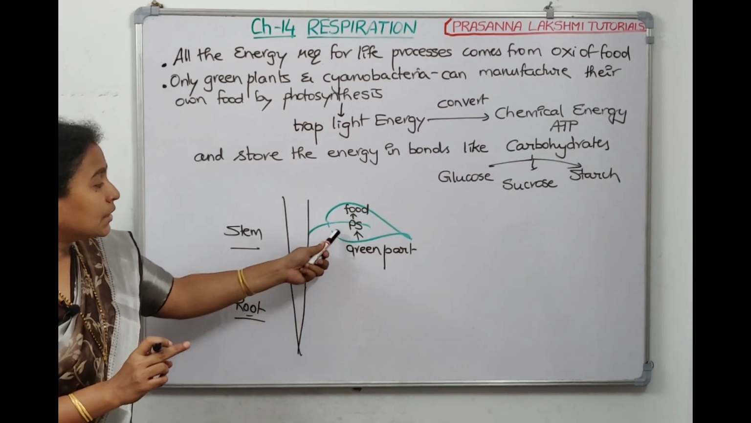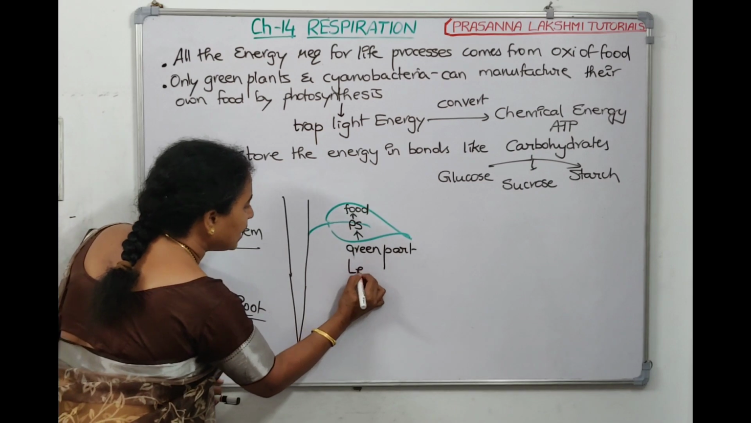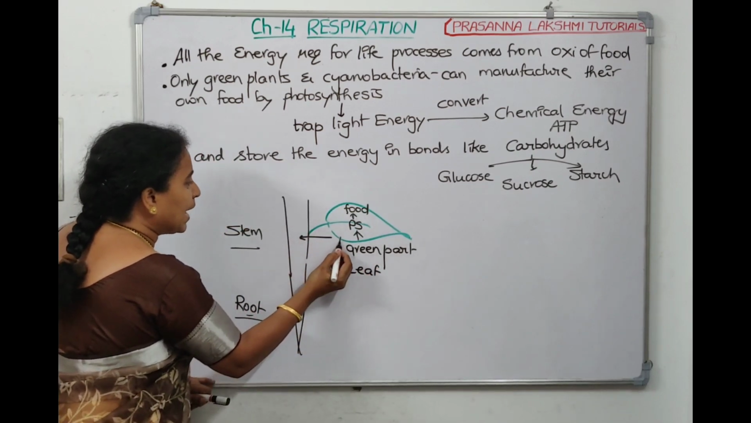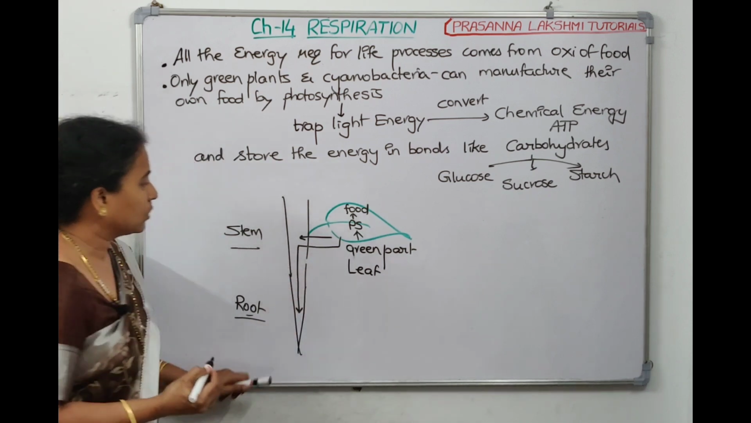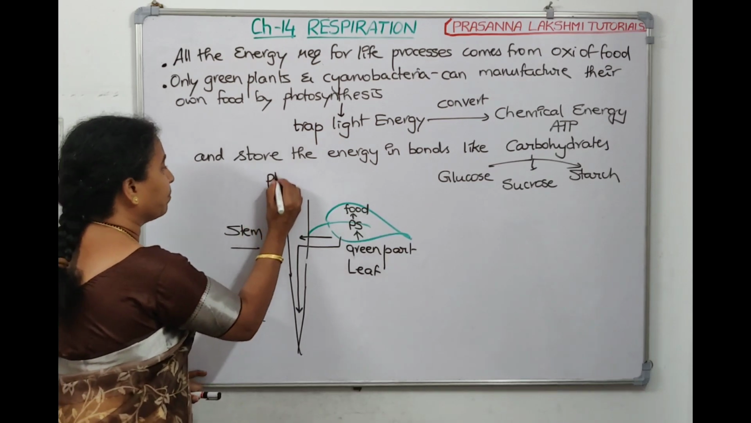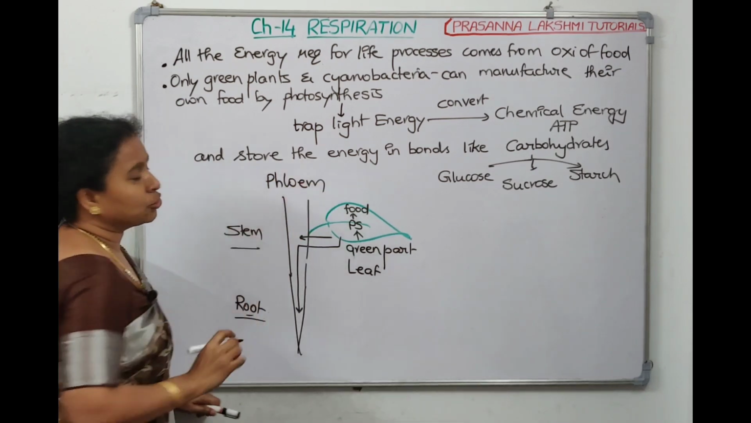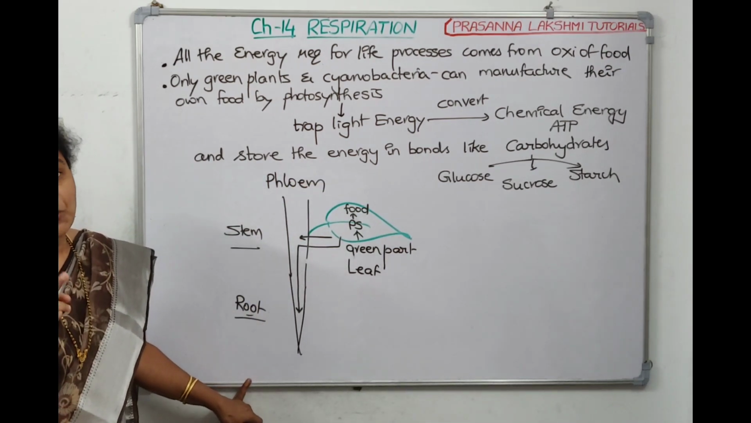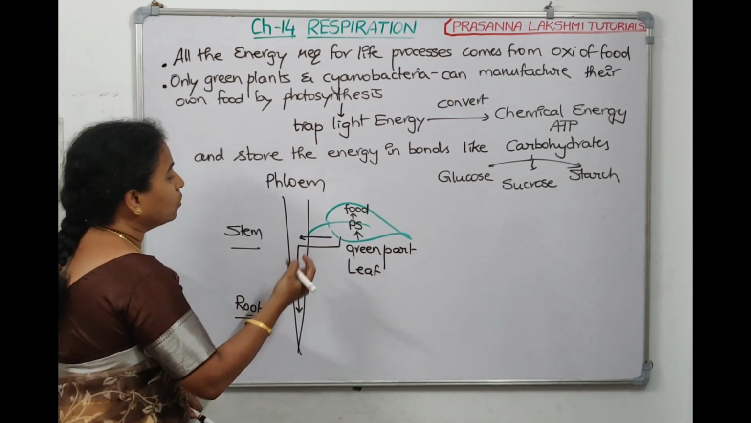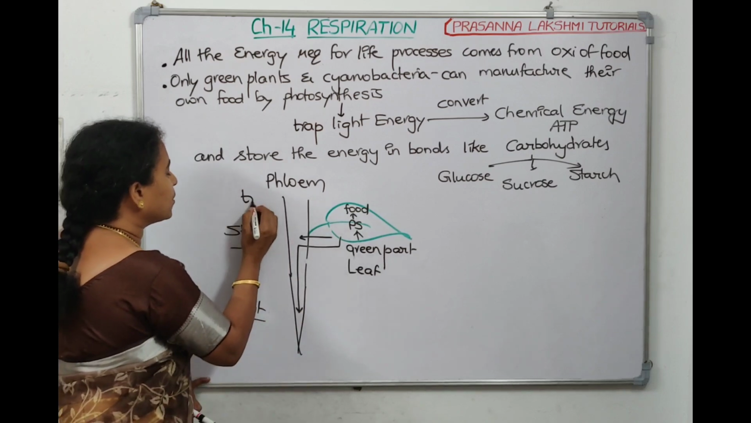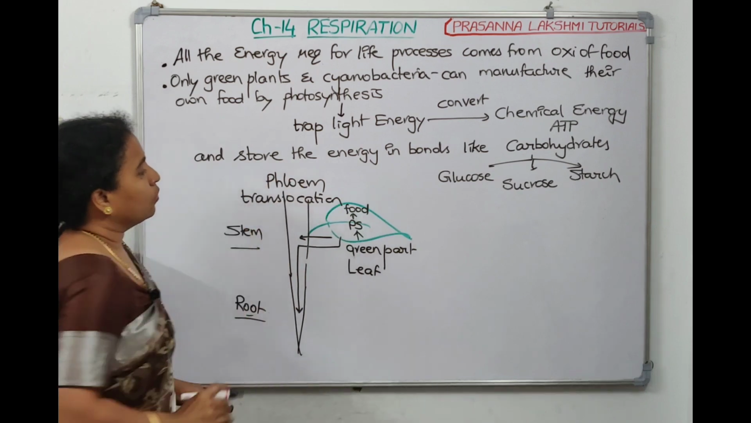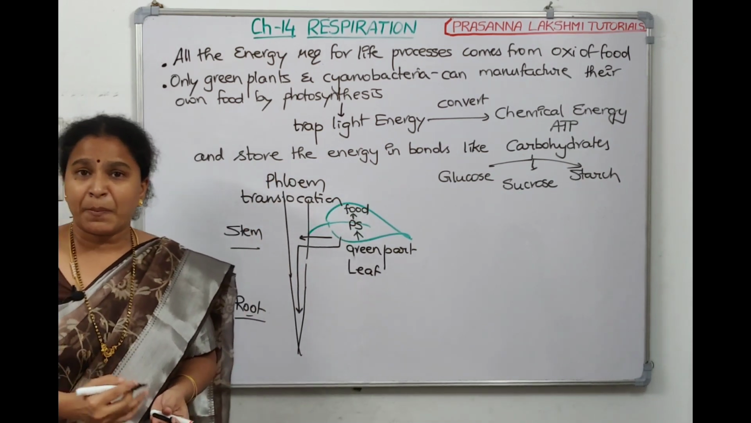That means the green part, which is called the leaf, has to transport the food to the stem, and to the root. This transport occurs through a vascular tissue called phloem. Transport of materials through the vascular tissue is called translocation. So they transport the food by a process called translocation.